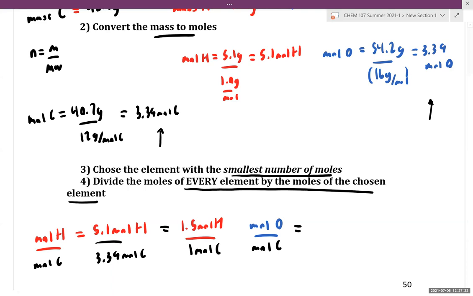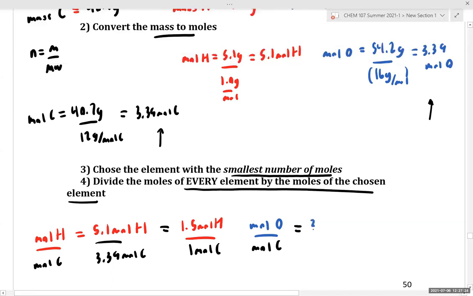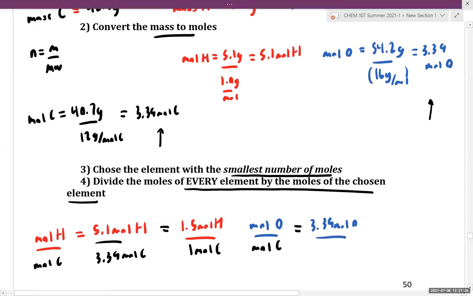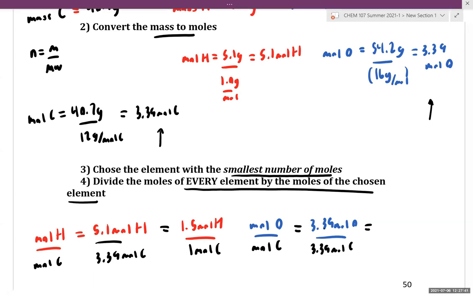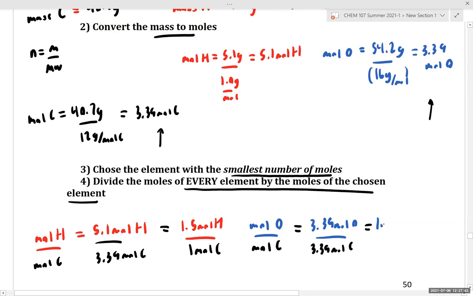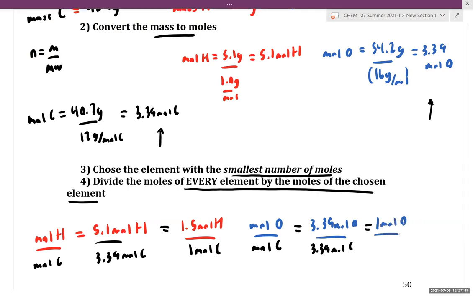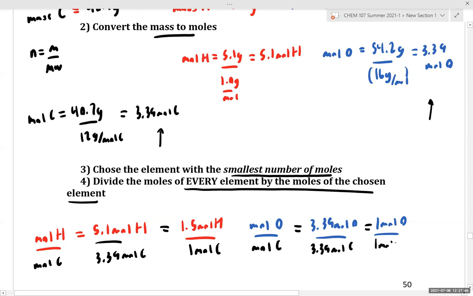Let's punch in some numbers. So for oxygen, we know that we have 3.39 moles of oxygen. And for carbon, we have 3.39 moles of carbon. So what mole to mole ratio would this simplify to? 1 to 1, exactly right. So we're almost there. We almost have our empirical formula. We have 1 mole of oxygen per 1 mole of carbon.